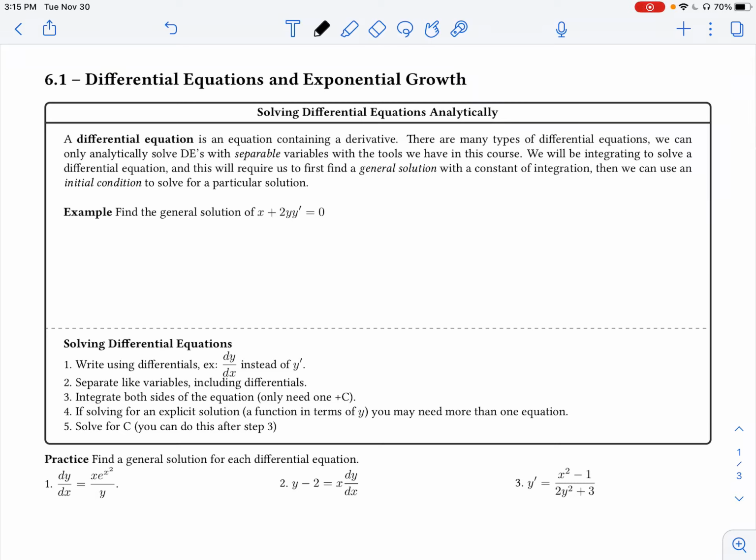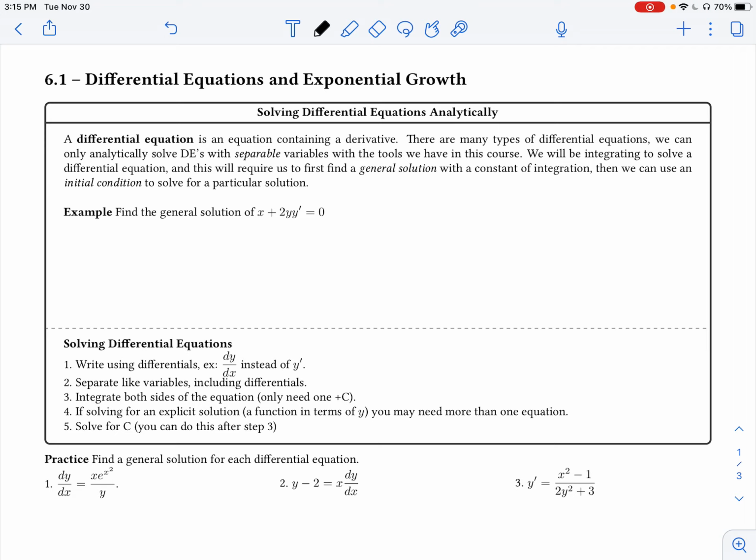A differential equation is simply an equation that contains a derivative. And while there are many different types of differential equations, we are going to be concerning ourselves with what we call separable differential equations in this course. That is to say, this equation can be rewritten so that we can separate x and y along with their respective derivatives on the different sides of the equation. And I'll talk about this in just a moment.